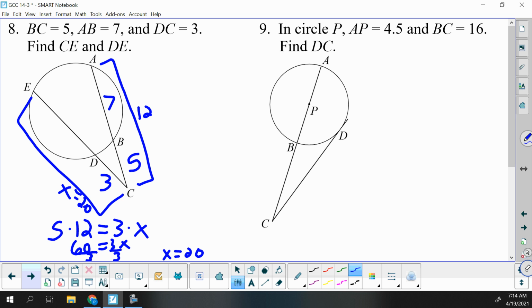Well, now we got to make sure we answer what they're looking for. They want us to find CE. CE was the whole thing. That's what we just found, 20. We also want to find DE. Well, if the whole is 20 and you got the 3 out on the outside there, 20 minus 3 would give us 17.